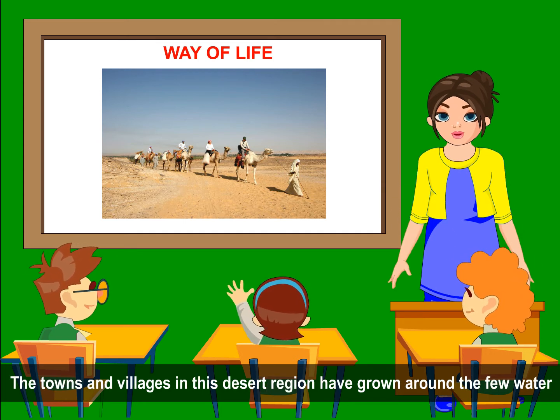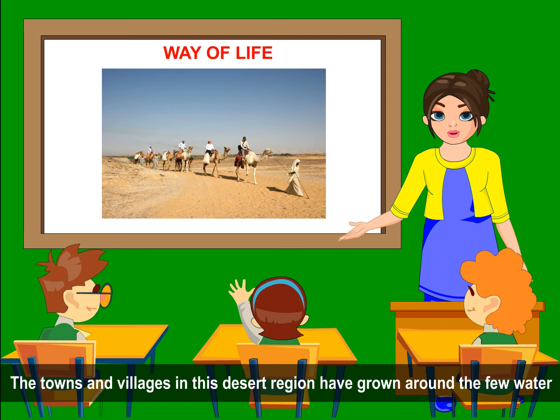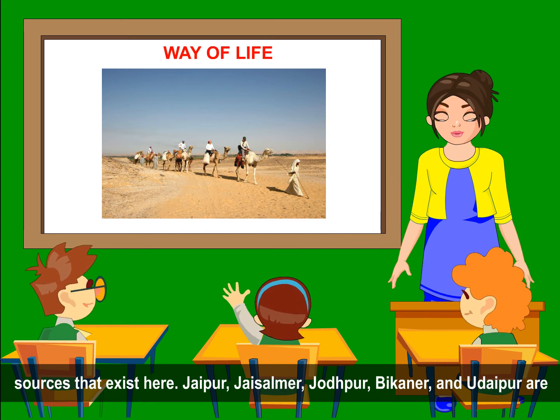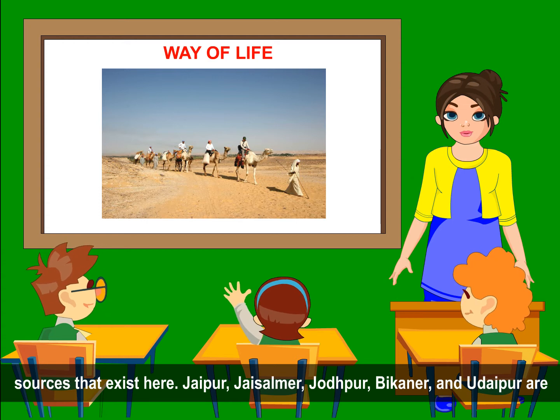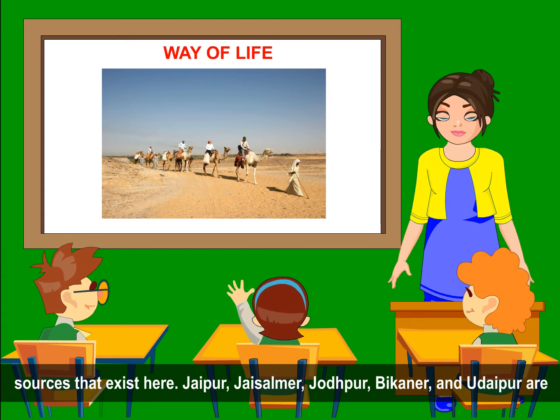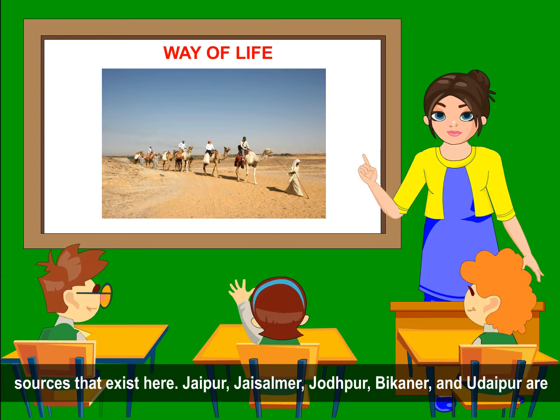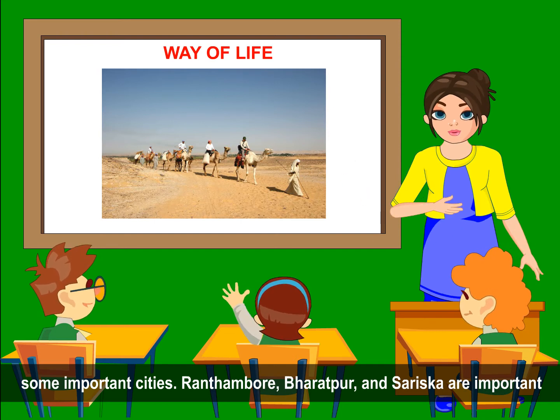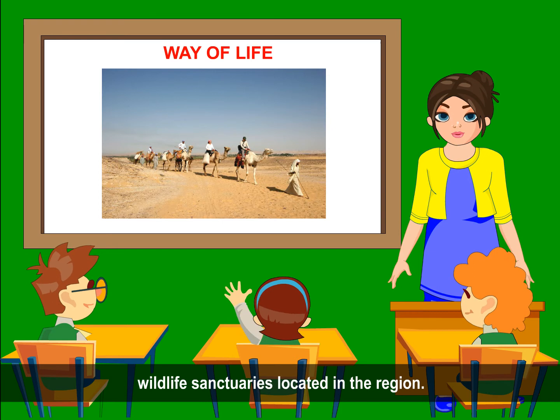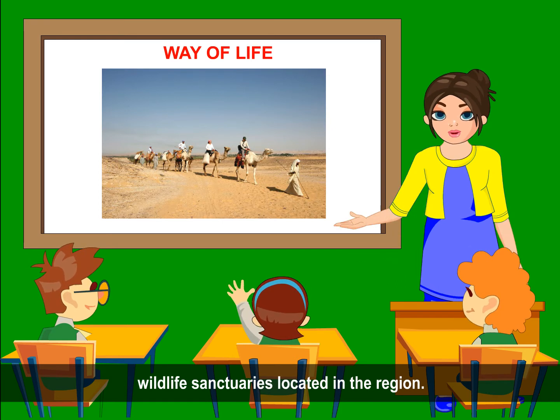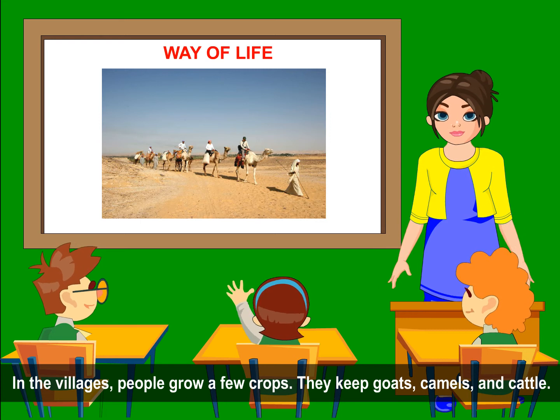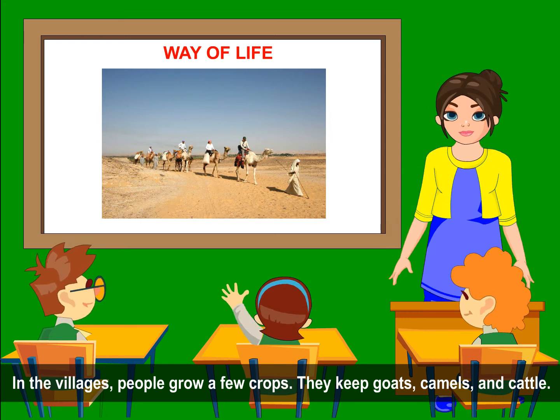Way of life. The towns and villages in this desert region have grown around the few water sources that exist here. Jaipur, Jaisalmer, Jodhpur, Bikaner and Udaipur are some important cities. Ranthambore, Bharatpur and Sariska are important wildlife sanctuaries located in the region. In the villages, people grow a few crops. They keep goats, camels and cattle.